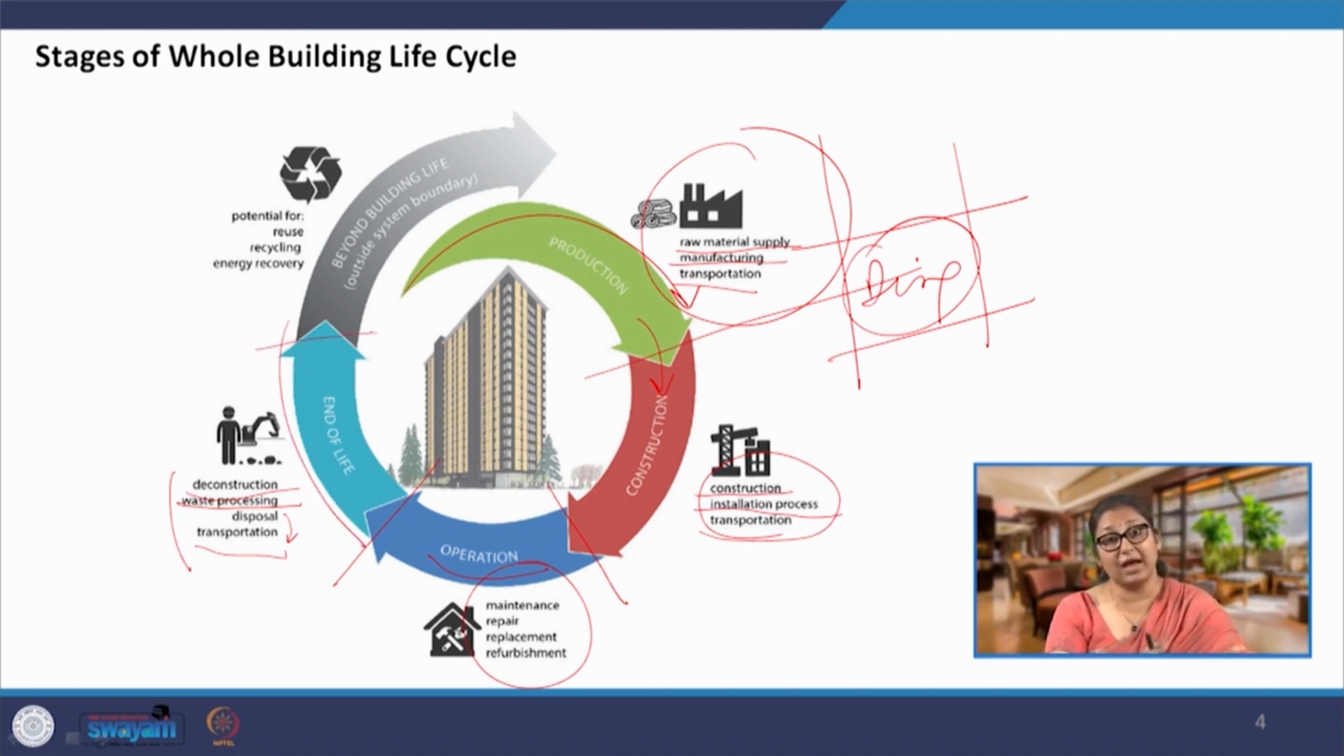In case we have the recycling potential, the material which we have identified here and transported will be sent for recycling, reuse or energy recovery. So, there may be some post processing which might be used, or we might be upcycling into some other form. So, this is beyond the building life, which is even after the building has completed its complete cycle of life, and it is further going into use in case it is processed, and that is what we are seeing as the different stages of whole building life.